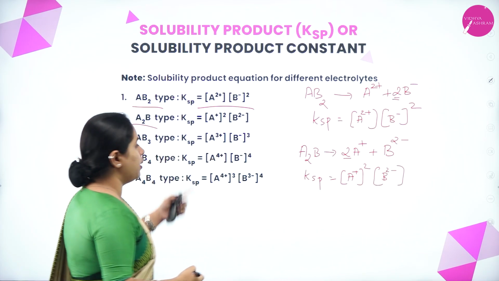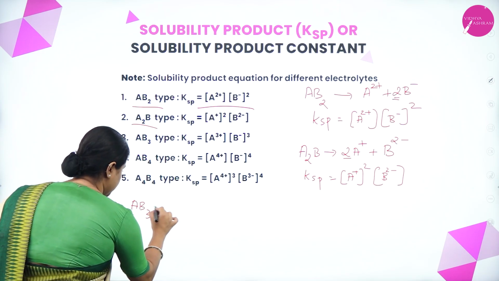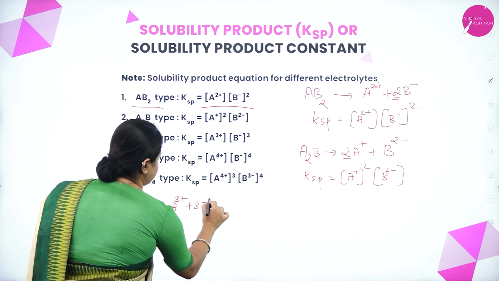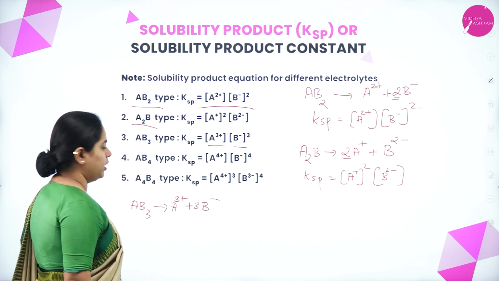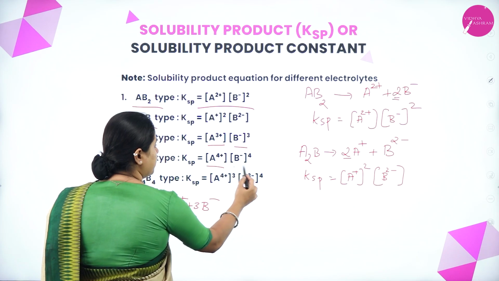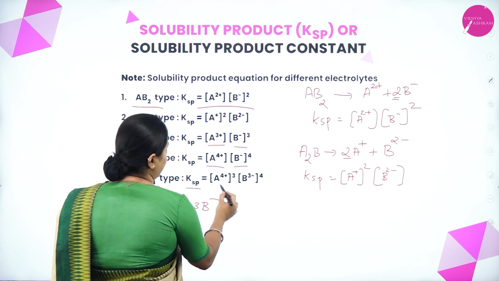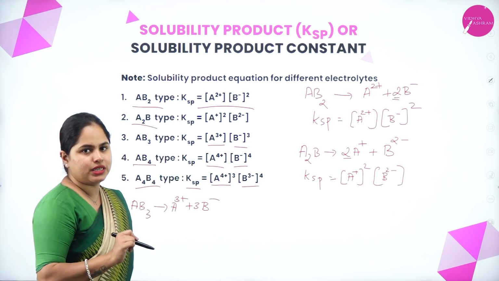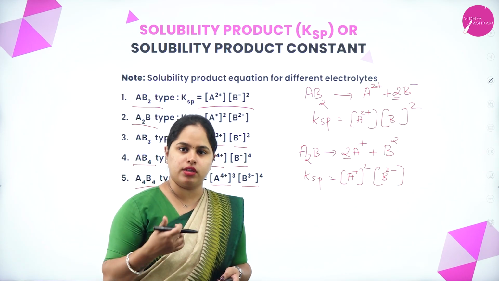Right. Now next is AB3 type. AB3 type will dissociate into A3 plus and 3B minus, right? So that is shown here, A3 plus and B minus raised to 3. This will come in the power. Next one is AB4. You will have A4 plus and B minus raised to 4. Then you have A4B4, that KSP will be A4 plus raised to 3 and B3 minus raised to 4. So I hope it is clear. This is how you write the solubility product for various electrolytes based on their type, right?